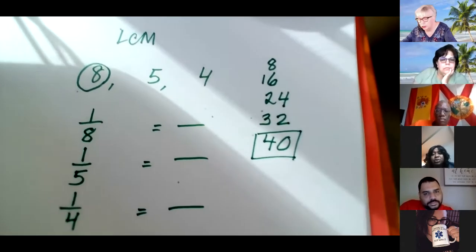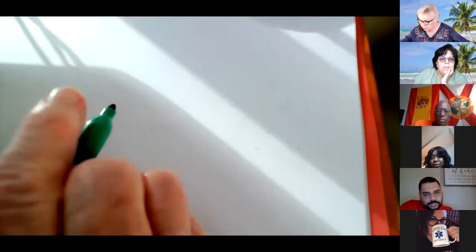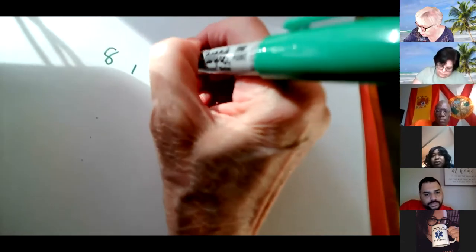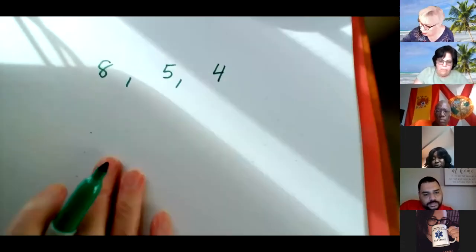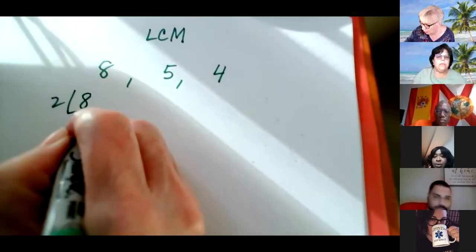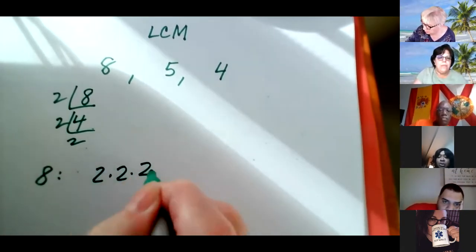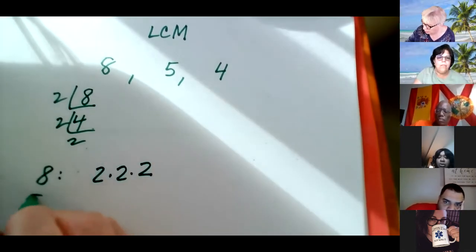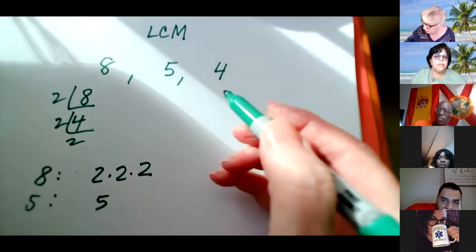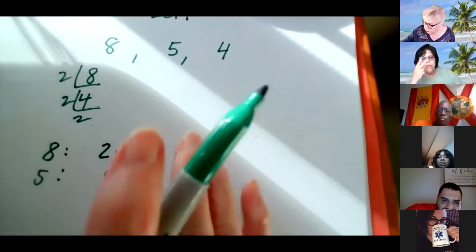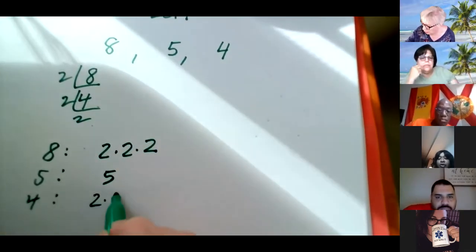But let's try it with primes. The numbers were 8 and 5 and 4. I'm looking for the least common multiple or lowest common denominator. 8, I don't know if you remember it, but after a while you get pretty good at remembering this. 8 was really three 2s. 5 was just 5. And 4 was what? 2 times 2.